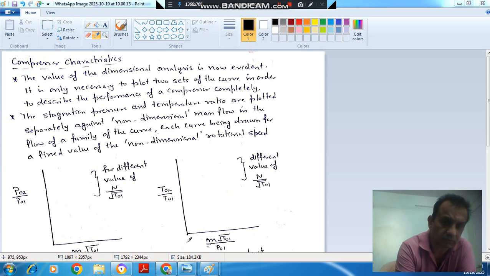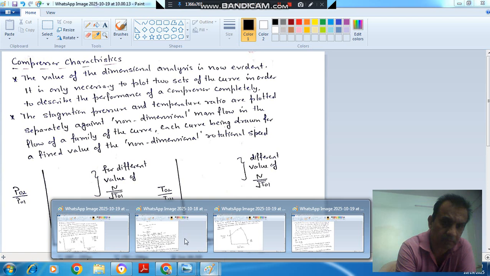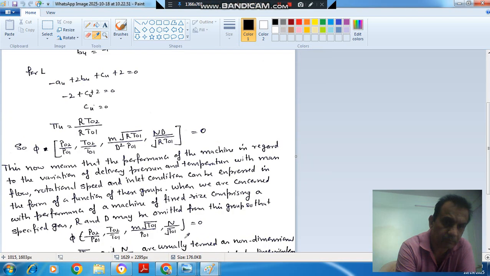In the last topic we studied some non-dimensional quantities for plotting compressor characteristics. First was pressure ratio, second was temperature ratio, and this is the non-dimensional mass flow rate. Here R is a constant quantity, D is a constant quantity, so we omitted these. So it becomes m root T naught 1 by P naught 1. Although it is not non-dimensional, it is derived from a non-dimensional quantity, so it is called non-dimensional mass flow rate.